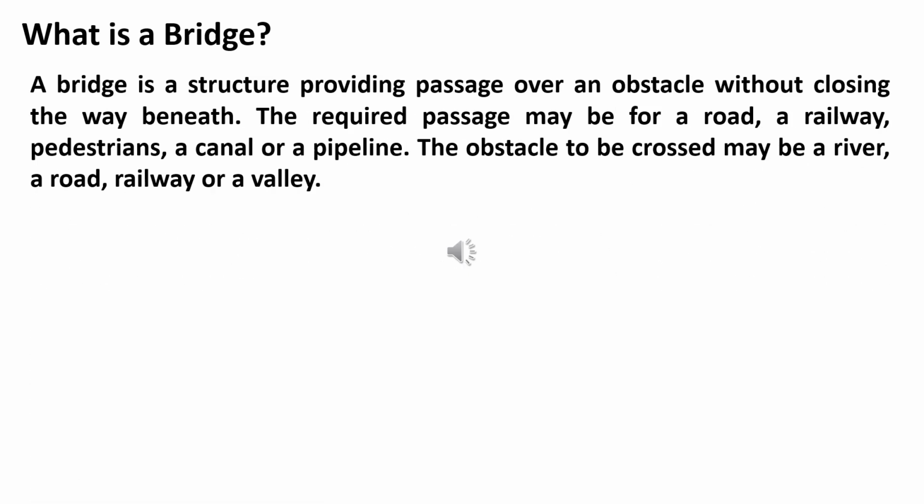For the start of our discussion, let us have first the definition of bridge. What is then a bridge? A bridge is a structure providing passage over an obstacle without closing the way beneath. The required passage may be for a road, a railway, pedestrians, canal, or a pipeline. The obstacle to be crossed may be a river, a road, railway, or a valley.